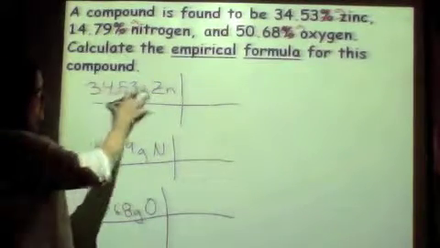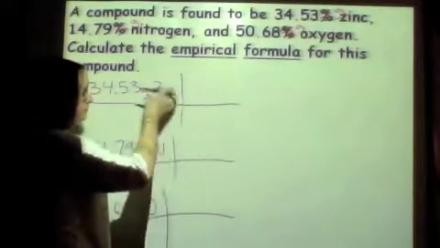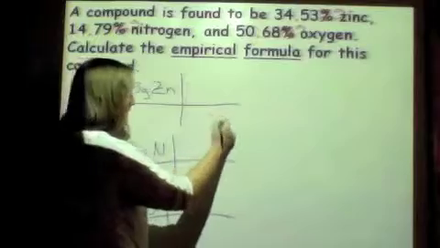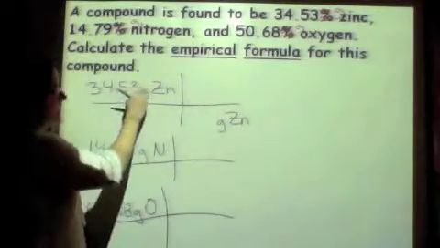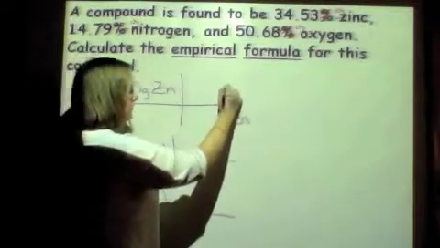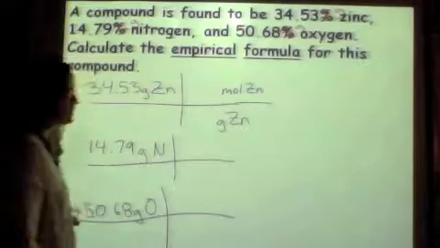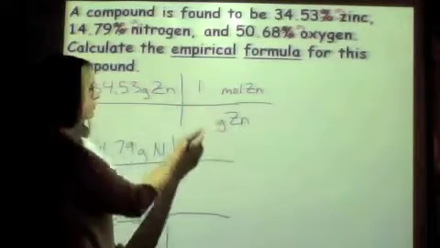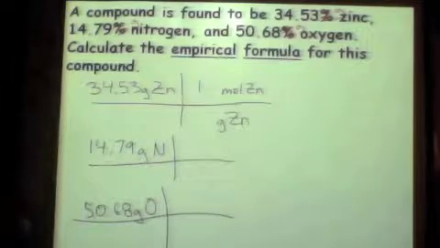So let's do zinc. We have grams of zinc here. We need to get rid of that to convert to moles. So grams of zinc goes down below. We're going from mass to moles, so we're going to put moles of zinc on top. With moles, we put 1. With grams, what do I need? We need the atomic mass of zinc.